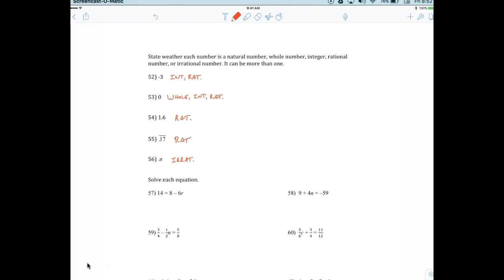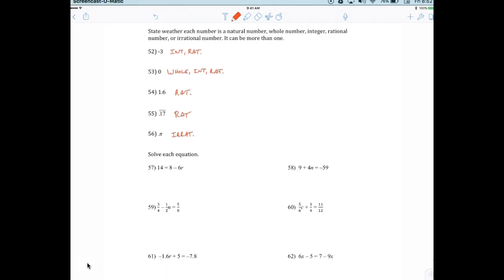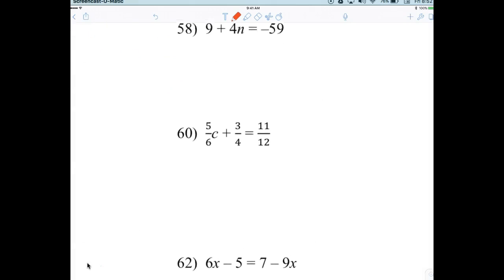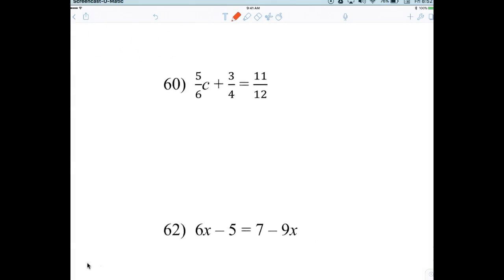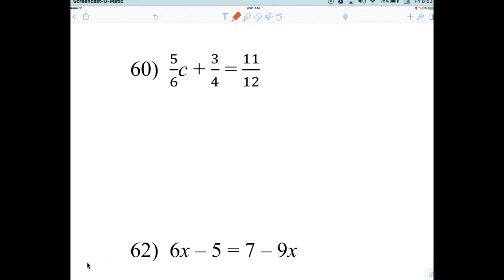So now, what I want to do is, I'm pretty confident about 57, and I'm pretty confident about 58. I'd like to spend some time on the fractions. So let's take a look at 60 real quick. Everybody work with me, 60.